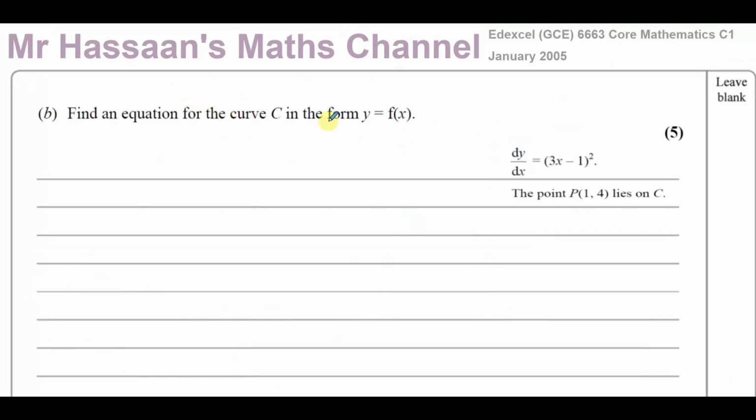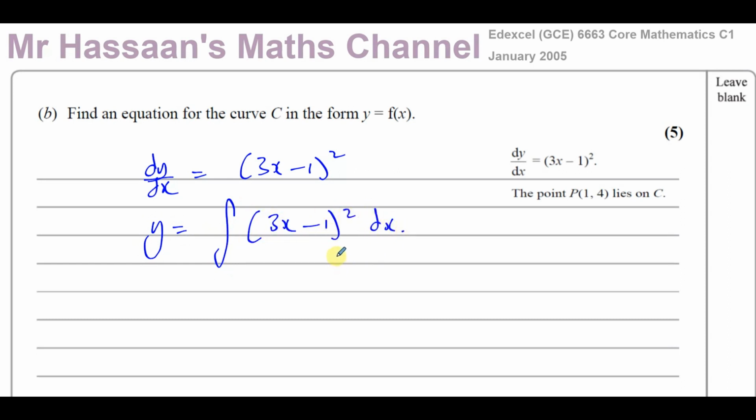Now for part B, it says find an equation for the curve C in the form y = f(x). So what we have here is dy/dx, which is the gradient function. Now we want to find what y is, so what we've got to do is integrate. y is going to be the integral of dy/dx with respect to x. So we have to find what y is by integrating this gradient function to give us the original function.